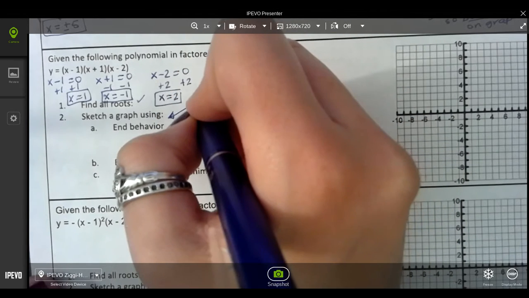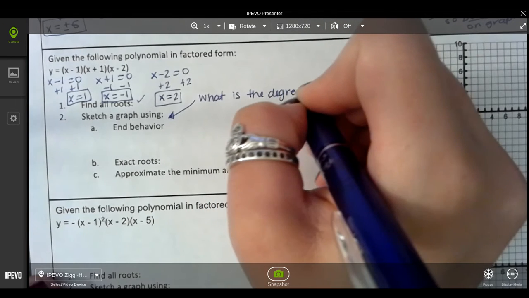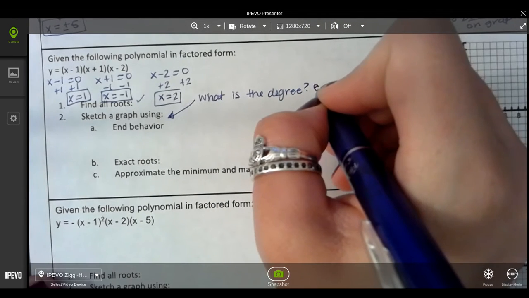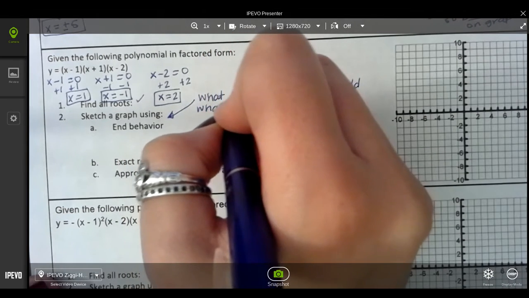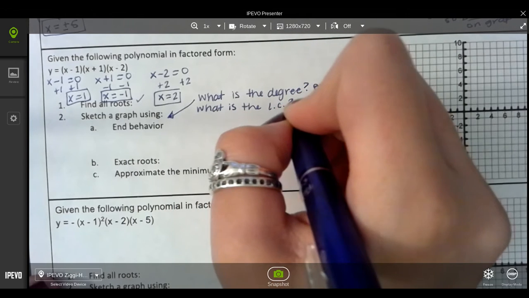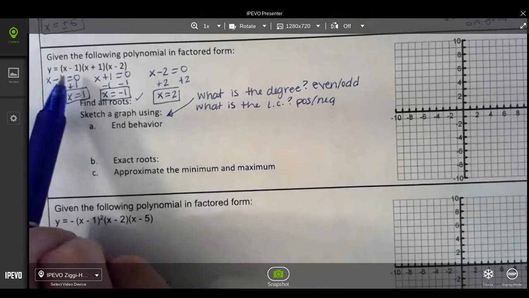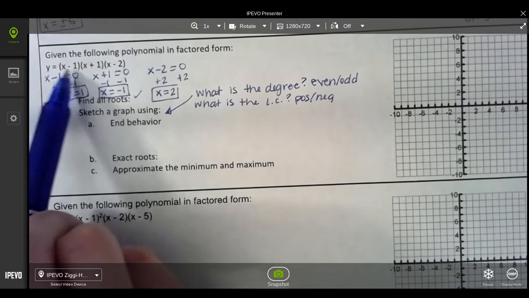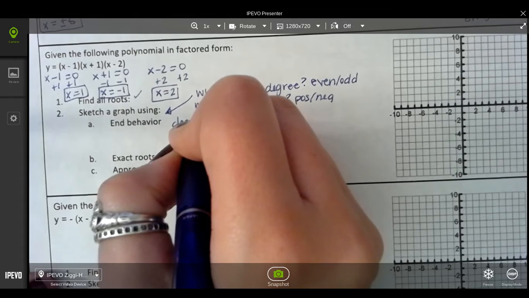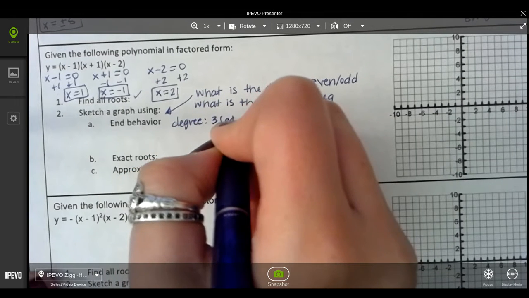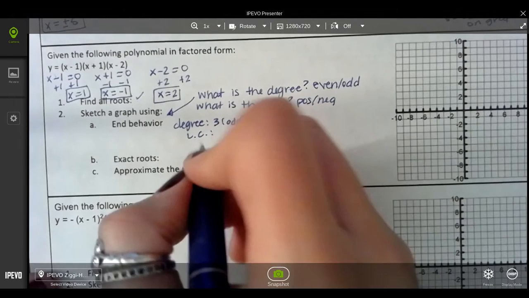To find your end behavior, you have to figure out what is the degree. Is it even or odd? And then you have to figure out what is the leading coefficient. Is it positive or negative? Well, right here we've got how many degrees? Well, we don't know because it's not in standard form, so we can count our x's. 1, 2, 3. Degree of 3, which means odd. And my leading coefficient, well, this is a positive function, so it is positive.